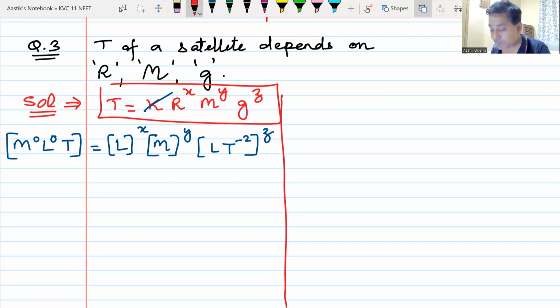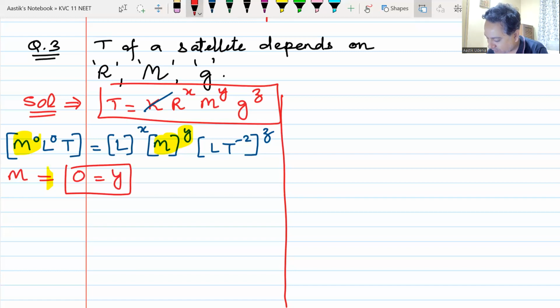Then I move on to equating coefficients. For M, 0 equals Y. So I straight away get the value of Y from this, my dear friends. The yellow one is solved. Y is solved. Yes or no? Yes, sir. Then I move on to the next one.